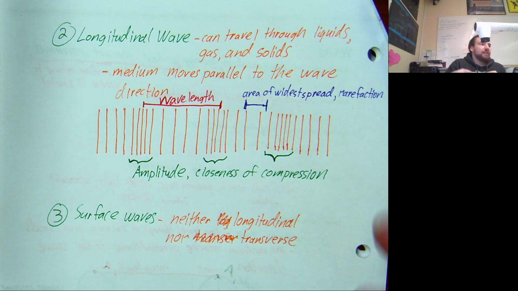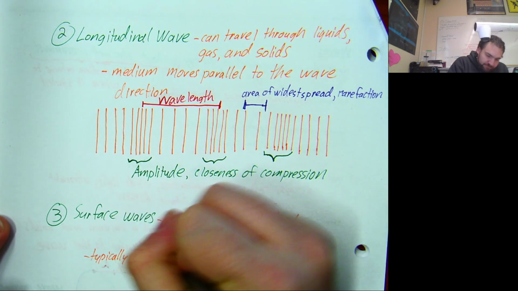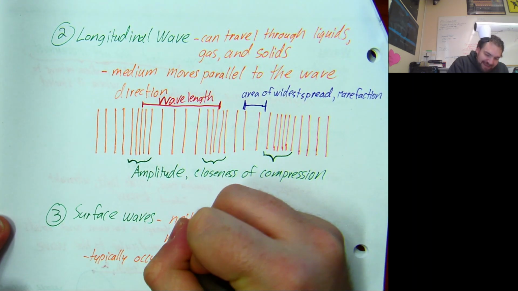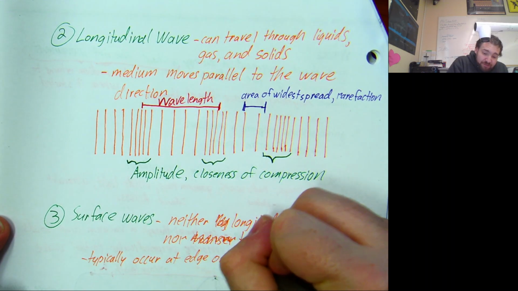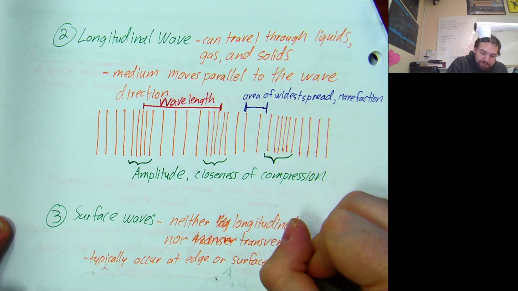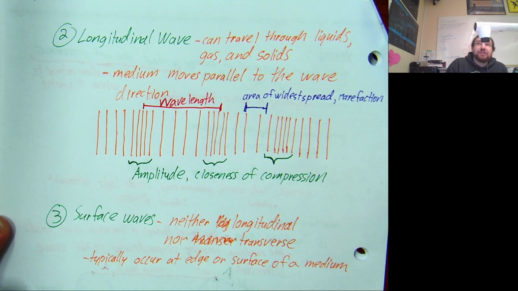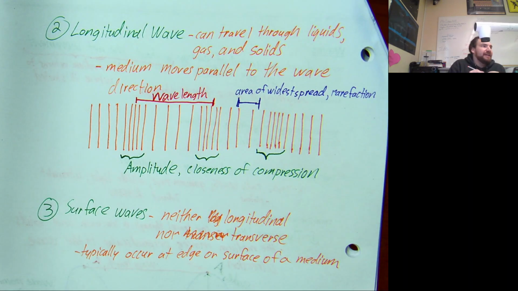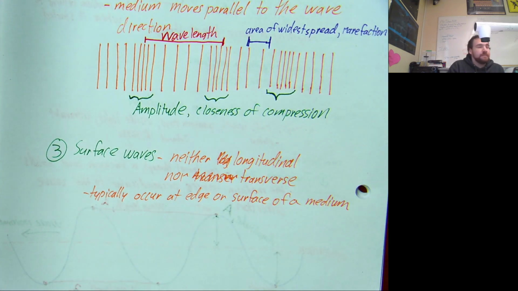They have their own little thing. These guys typically occur at the edge or surface of a medium. And so, I mean, that's why we call them surface waves. The best example I can give you of a wave that is a surface wave is a water wave.